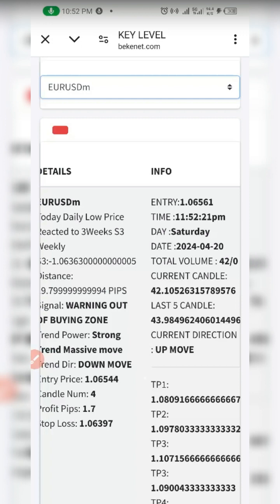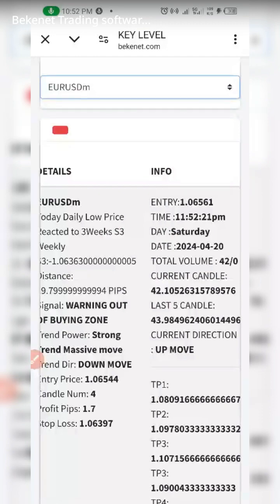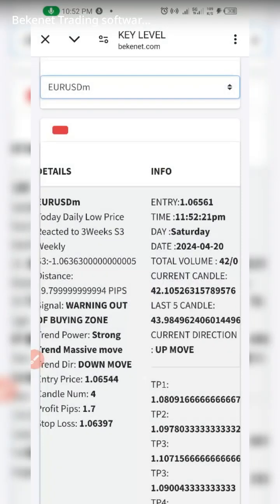Come again. Let me understand you. The signal is telling us that it is out of buying zone. Now we see the trend direction change to down move, which means if we see the candles under 0 to 2, we can still enter the sell.